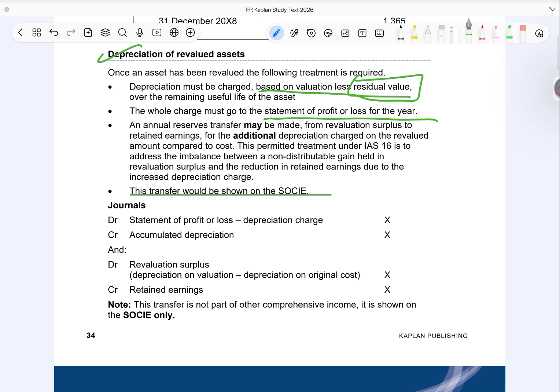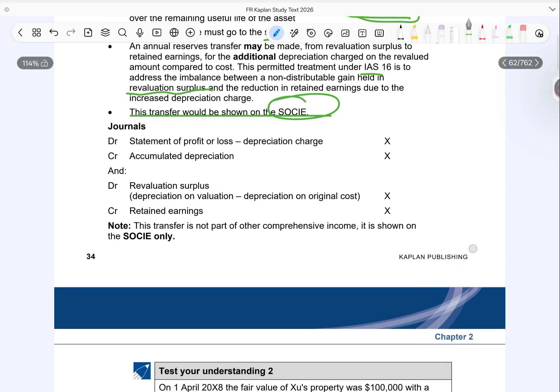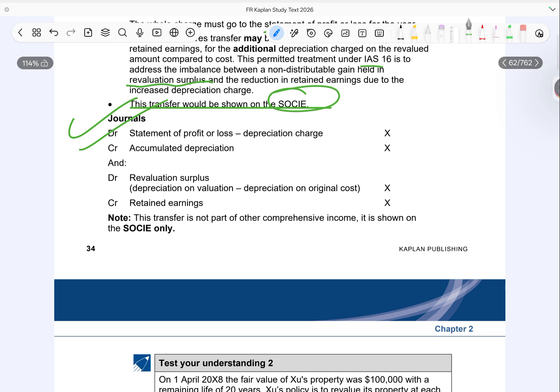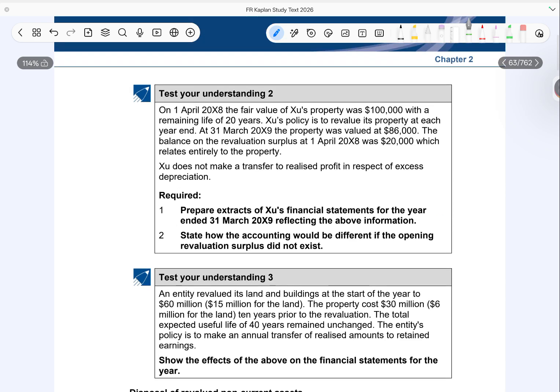Yeah, so if you have any revaluation surplus or any excess depreciation charge, according to IAS 16, you can transfer it to your revaluation surplus, which is given in the SOCIE. And these are the journal entries. I don't think journal entries are that much in use, but of course it's important to understand the concept of the transfer. Okay, so let's look at Test Your Understanding 2.